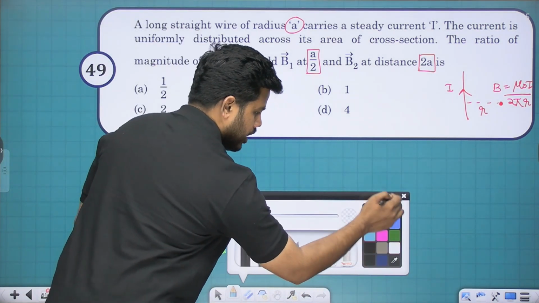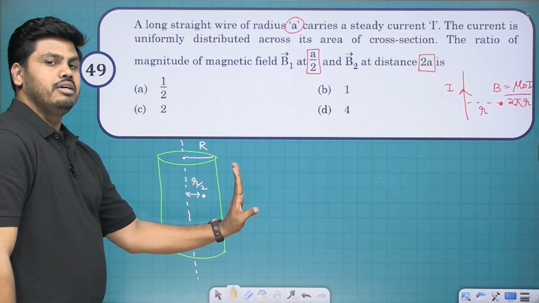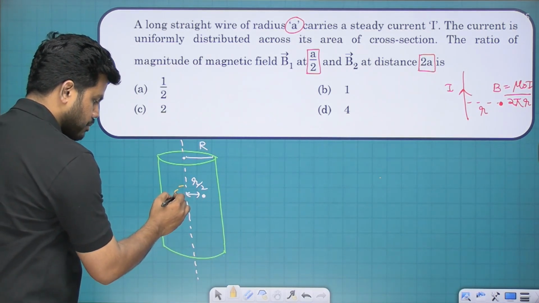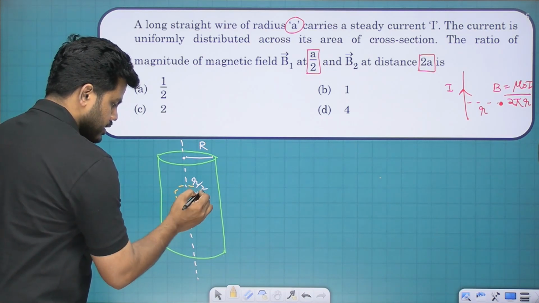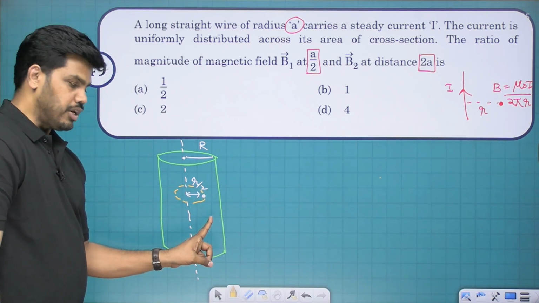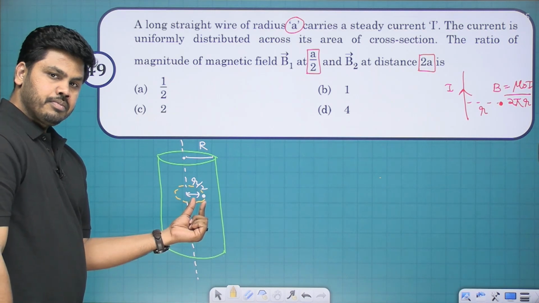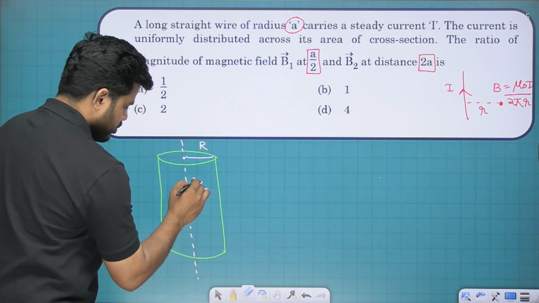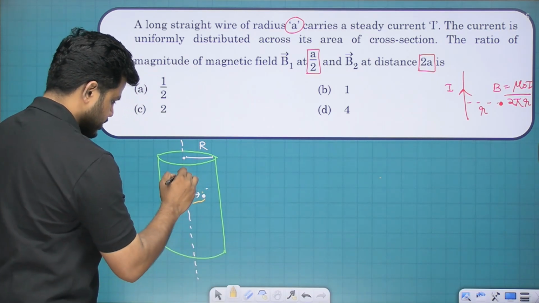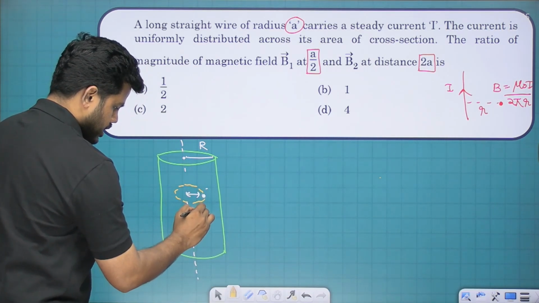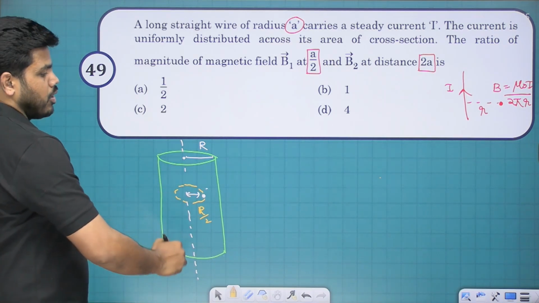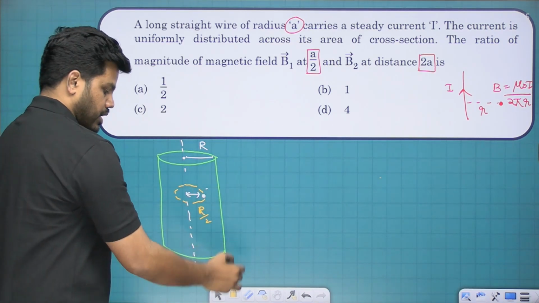So how do we find the magnetic field at the point? We have to imagine an Amperian loop of radius R by 2, correct? This distance is going to be capital R by 2 because the radius is taken as capital R.